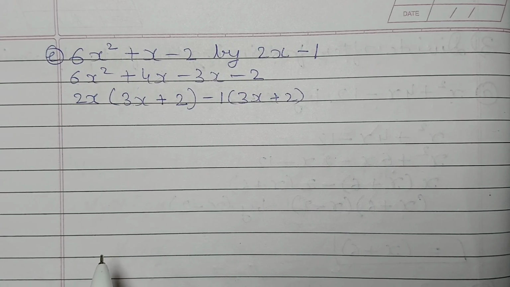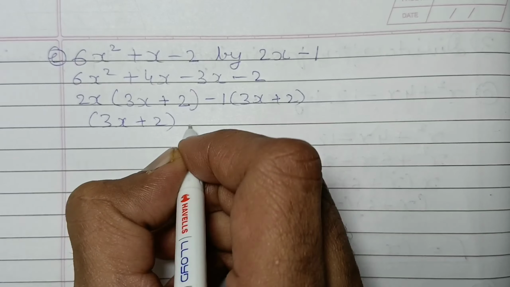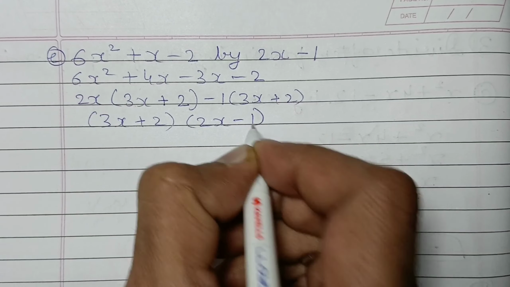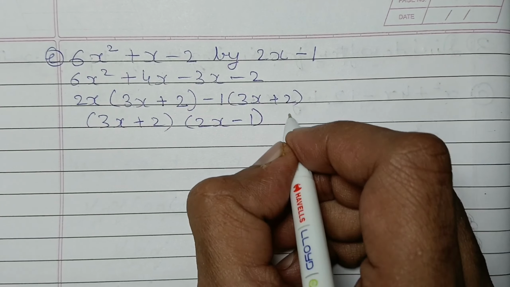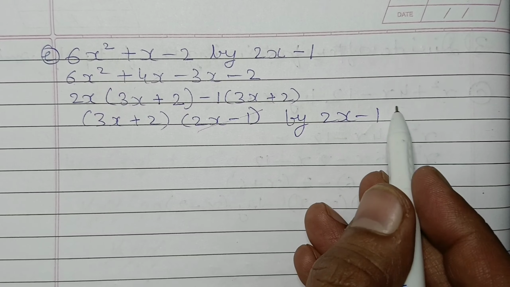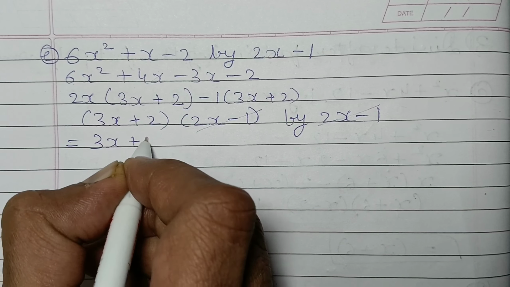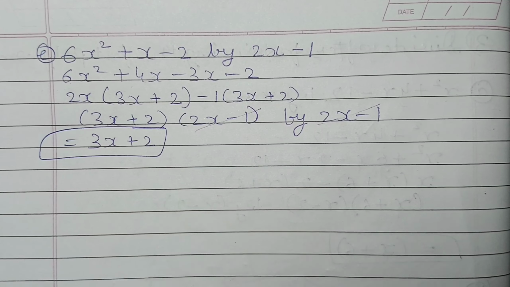These both have 3x plus 2 in common. So if I take out 3x plus 2, the remaining will be 2x minus 1. And we have to divide these by 2x minus 1. If I cut 2x minus 1, we'll get 3x plus 2 as our answer.